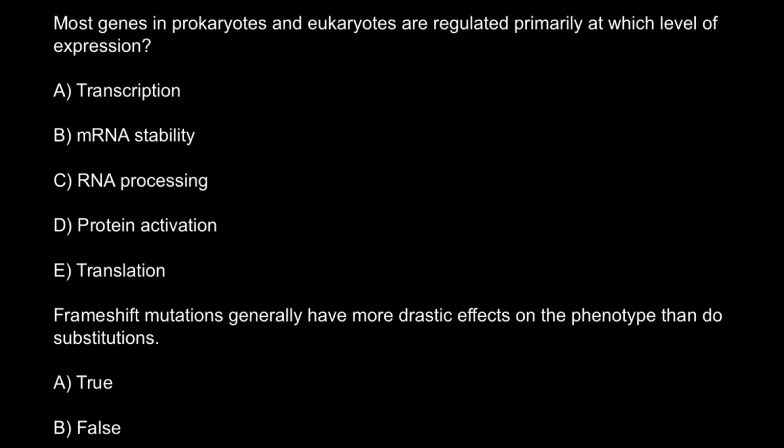So here's the first question. Most genes in prokaryotes and eukaryotes are regulated primarily at which level of expression? And here are the 5 answers to choose from. Before I give you an answer, let me show you the central dogma of molecular biology. This is a flow of information from DNA to protein.